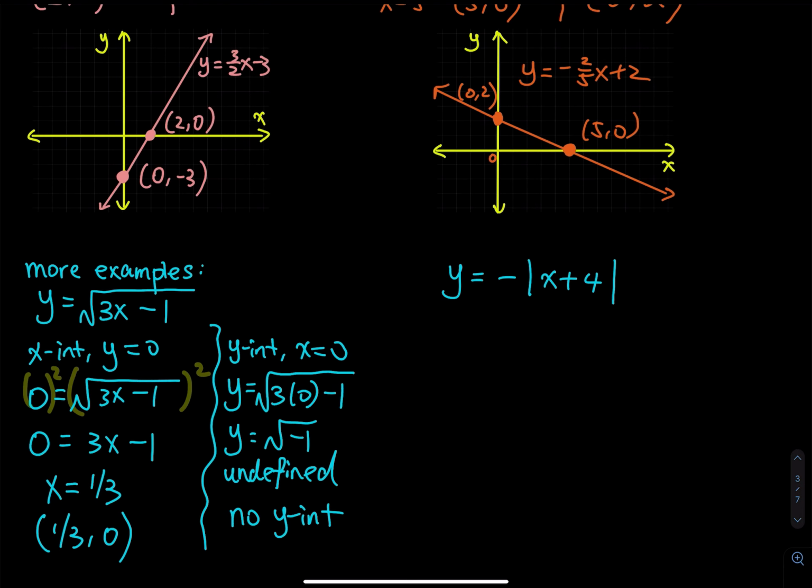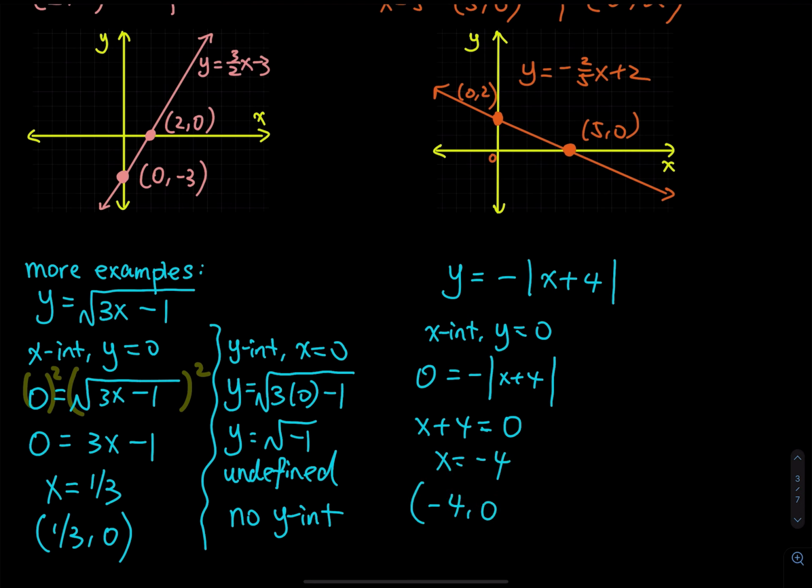Alright, the other one. To find the x-intercept, we let y equal 0, so 0 equals negative absolute value of x plus 4. So we have an absolute value. The only way to get a 0 on the left-hand side is if the stuff inside the absolute value equals 0. So we want x plus 4 equals 0. Therefore x equals -4, and your x-intercept is (-4, 0).